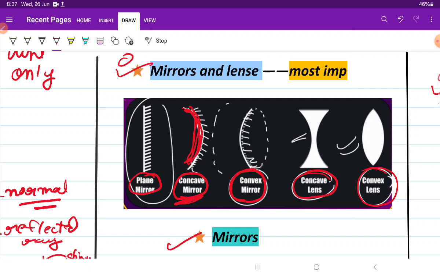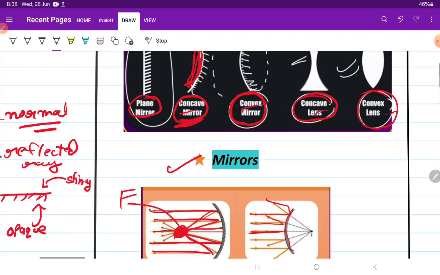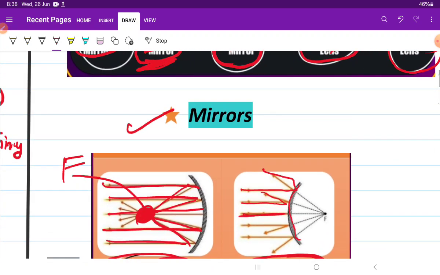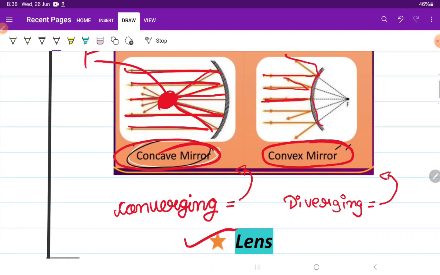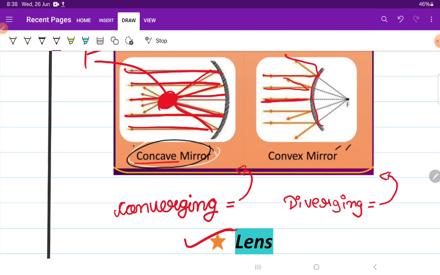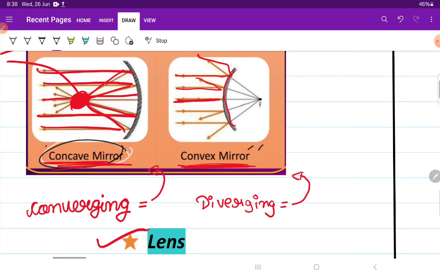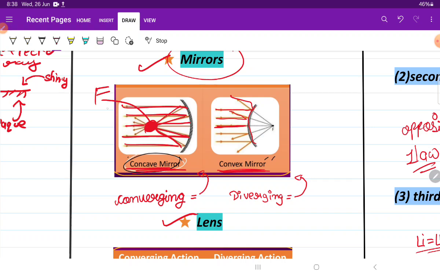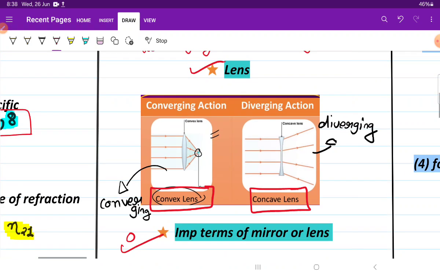We will study all about the concave, convex, lens, and mirror, everything, and what their uses are, as well as their laws and ray diagrams. Now first of all, the basics of mirrors. The concave mirror is converging, while the convex mirror is diverging. It means it converges all the rays at the same point in concave, while in convex the rays diverge. Okay, so this is the simple concept.